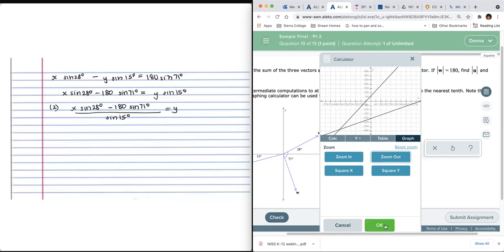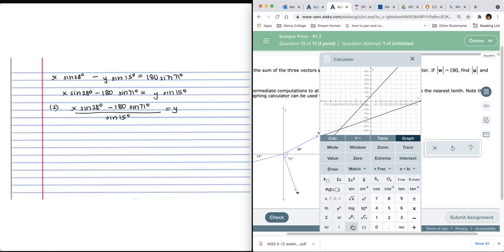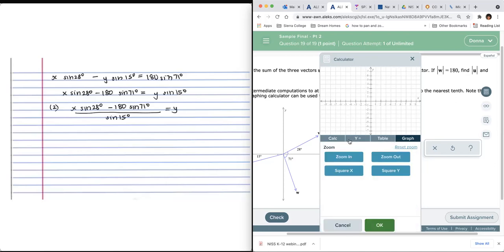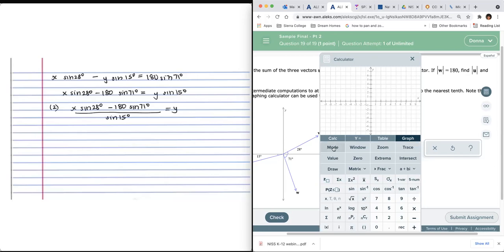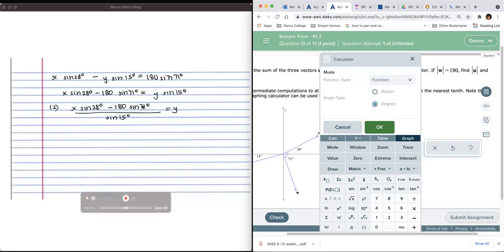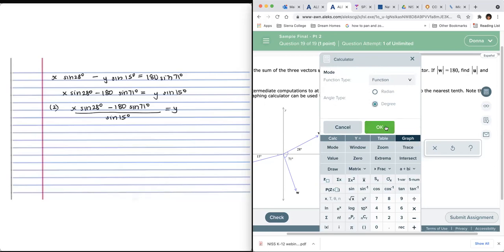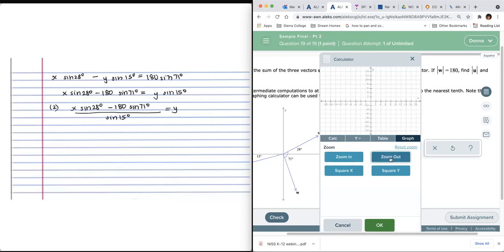But you know what? I think I know why. I didn't change the mode. I messed up. Let me hit cancel, go back to zoom, and reset the zoom. I didn't pick the mode. The mode is in radians. That's why the values weren't showing up. It needs to be in degrees because these values are in degrees. So first change the mode to degree, then go to graph. Since you don't see anything, zoom out: 1 click, 2 clicks, 3 clicks, 4, 5, 6, 7 more clicks.